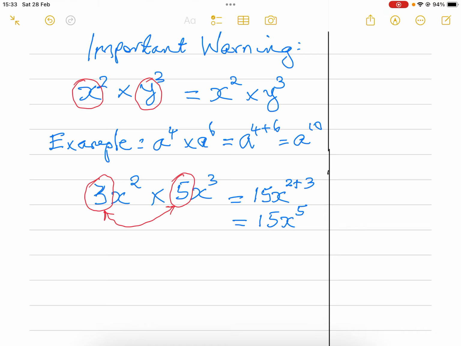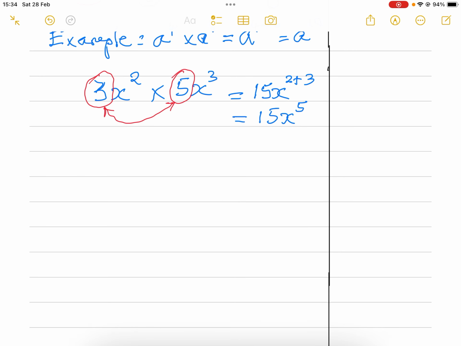Multiplying 3x raised to power 2 and 5x raised to power 3. Go ahead, multiply numbers normally. Add indices of the same base. Try the following.